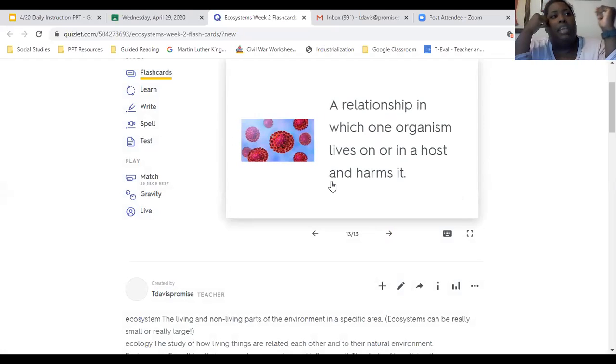Now, another example of parasitism that I think a lot of people don't think of is the mistletoe. Mistletoe is actually a parasite. It's a beautiful parasite, and people kiss under the mistletoe. But it actually drains the life out of whatever tree it attaches itself to.